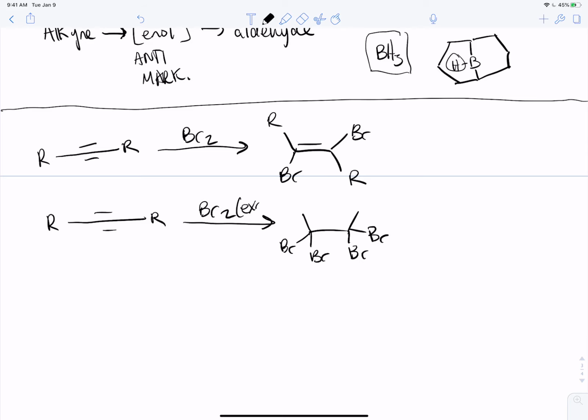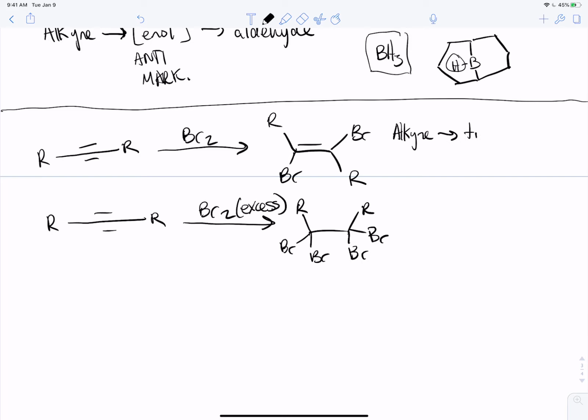Put excess next to this. So again, just changing the reaction conditions a little bit gives us a different product. In this case, we're going from an alkyne to a trans dibromide. And in this case, we're going from an alkyne to a tetrabromide. We'll say this is an alkene as well.